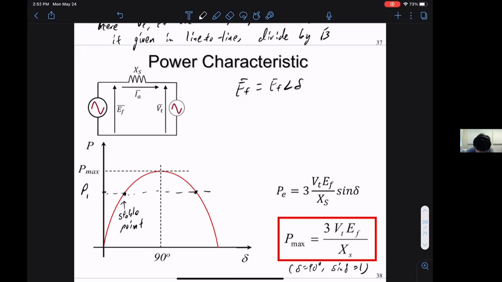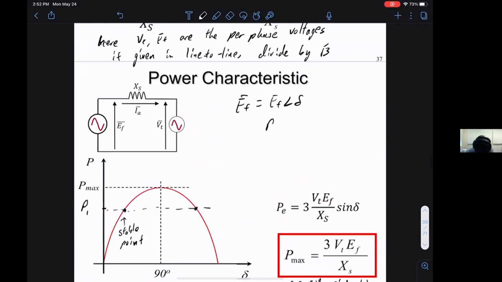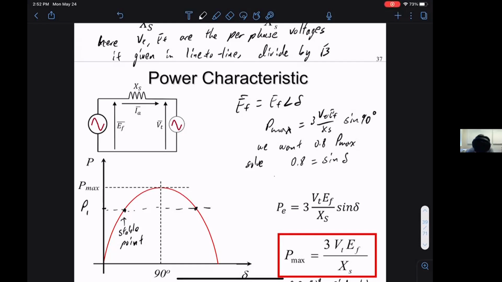Okay, so suppose P max is 3 VT EF over XS times sine 90 degrees. This is my P max. Now let's say we want 0.8 P max. Then we need to solve 0.8 equals sine delta. And there are two solutions here.